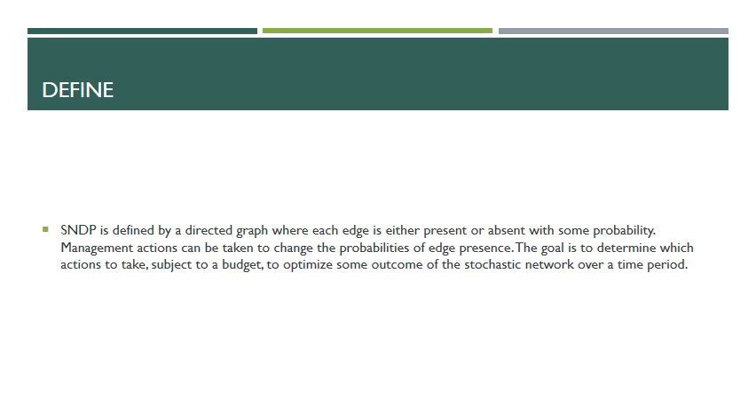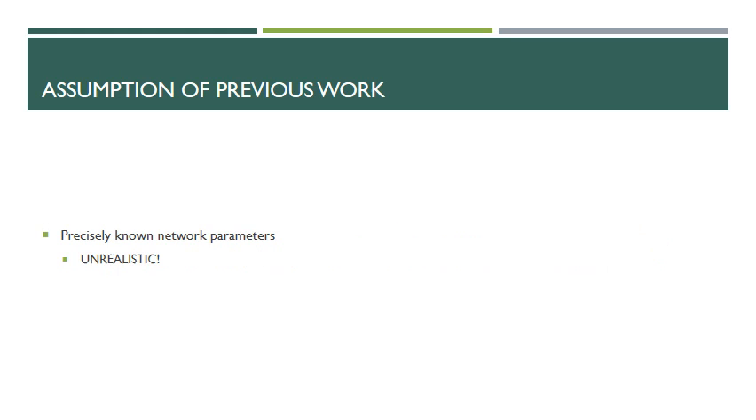The goal is to determine which actions to take, subject to budget, to optimize some outcome of the stochastic network over a time period. This problem has several applications, including spatial conservation planning, pre-disaster network preparation, and river network optimization. In previous work, a common assumption is that the network parameters, the probability of each presence, are precisely known. This is unrealistic in real-world settings.